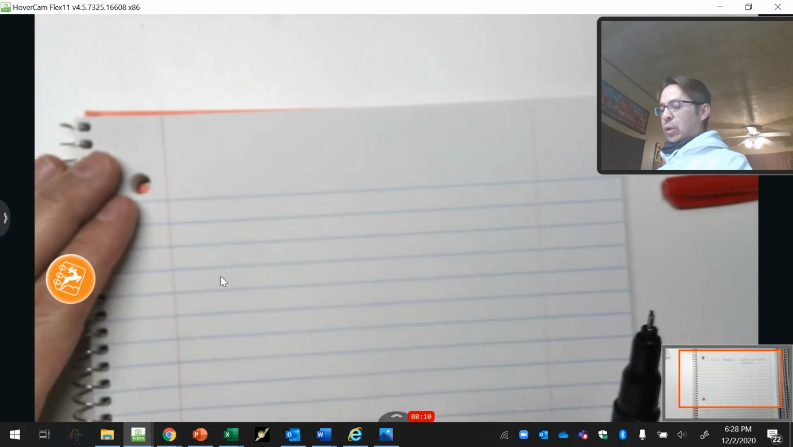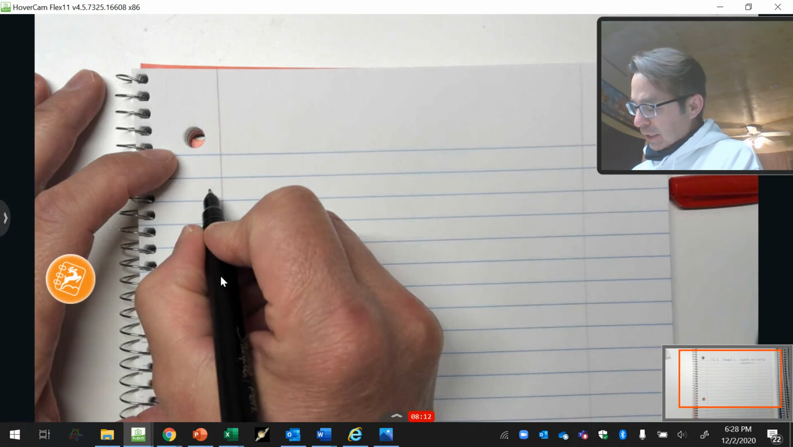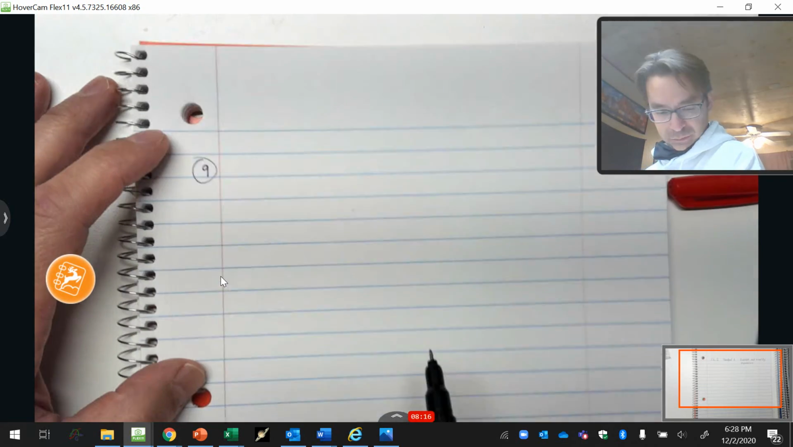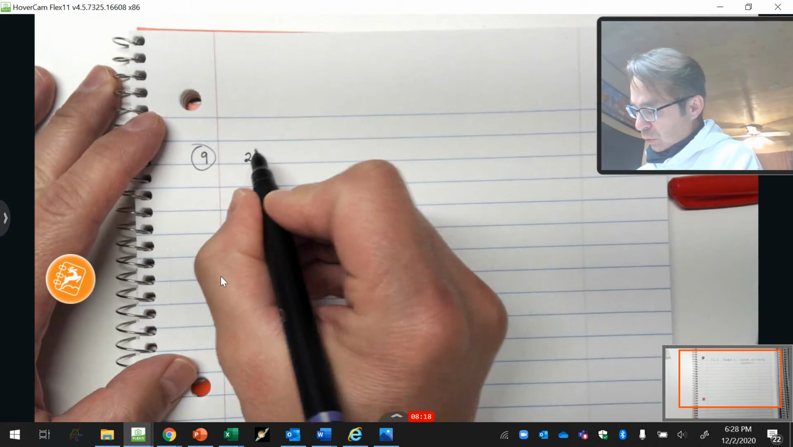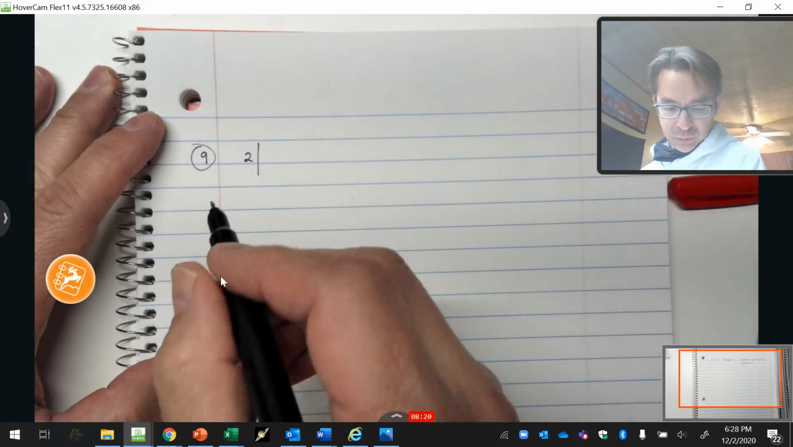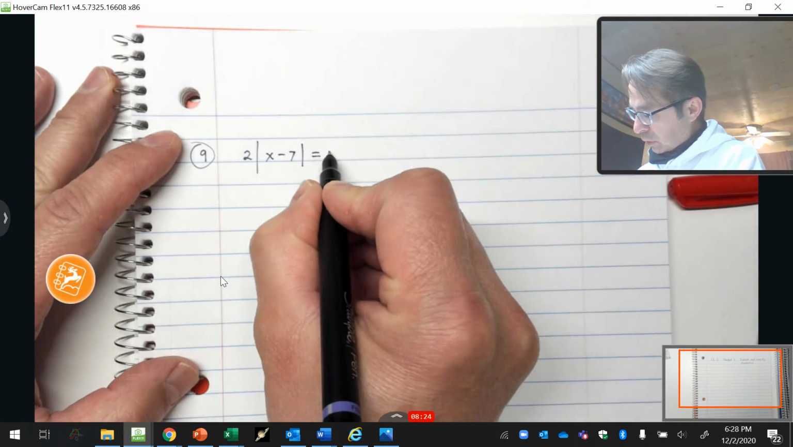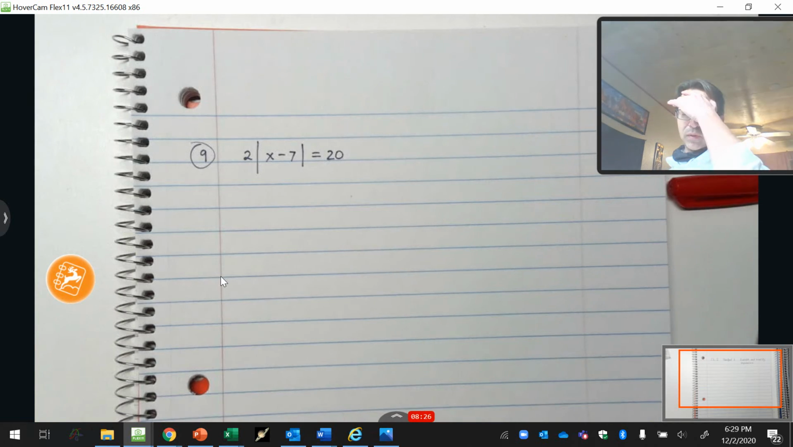I think this is question number 9, and this is an absolute value equation. 2 times the absolute value of x minus 7 equals 20. So absolute value equations usually have 2 answers.